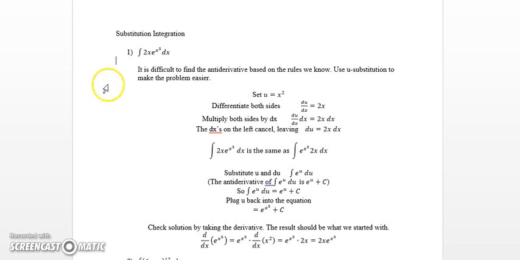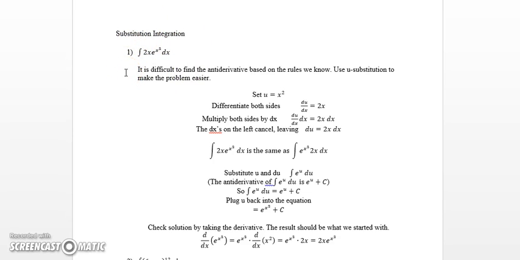So let's go through this. The question is telling us to take the integral of 2x e to the x squared dx. Based off of the rules that we know, we don't really know how to integrate this. This is actually pretty complicated.